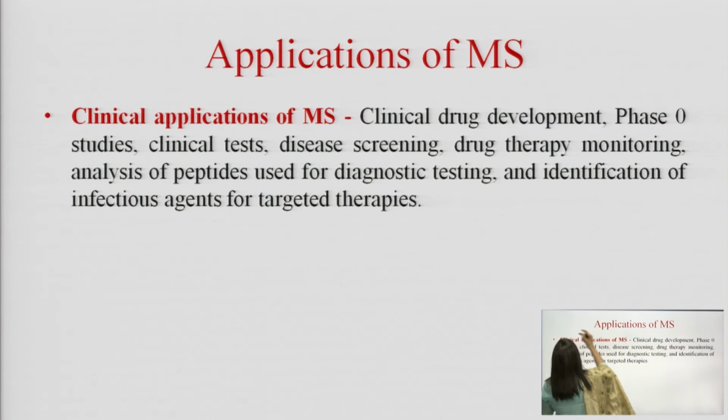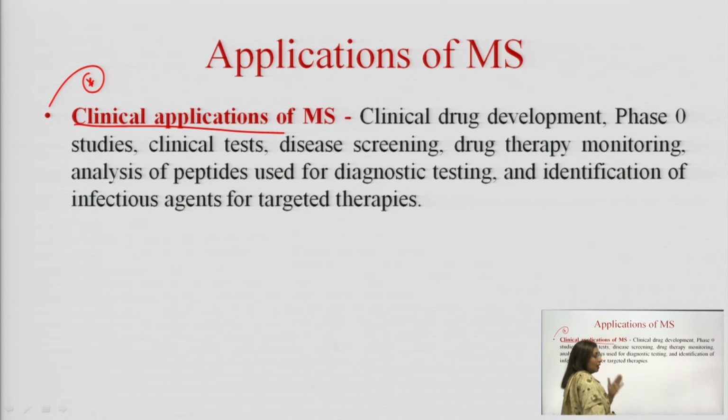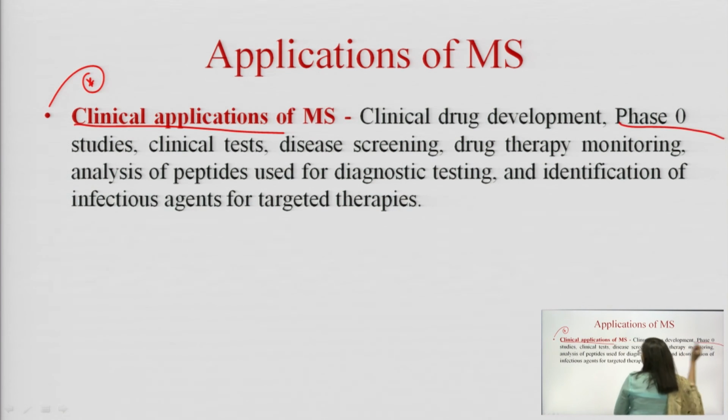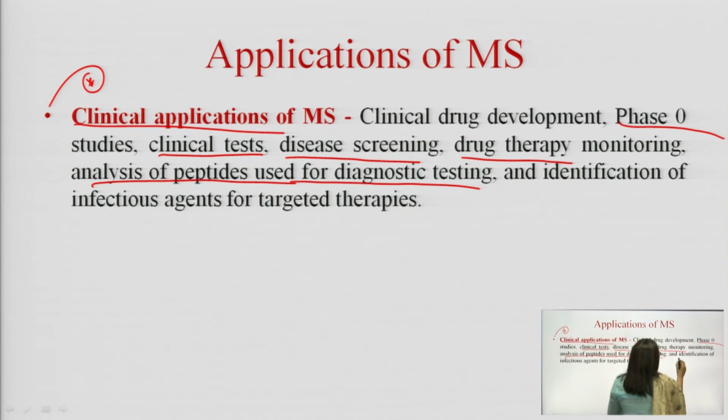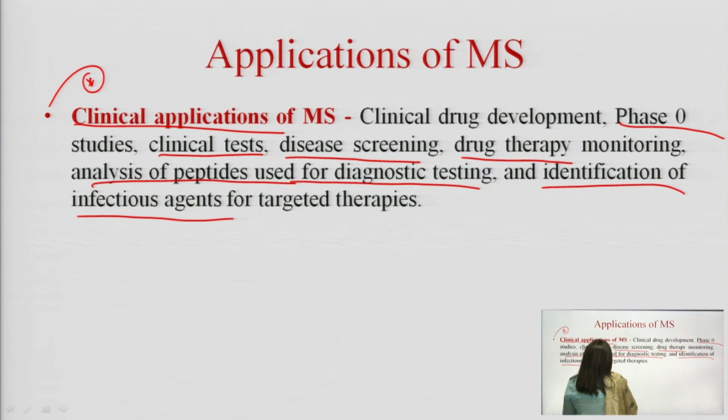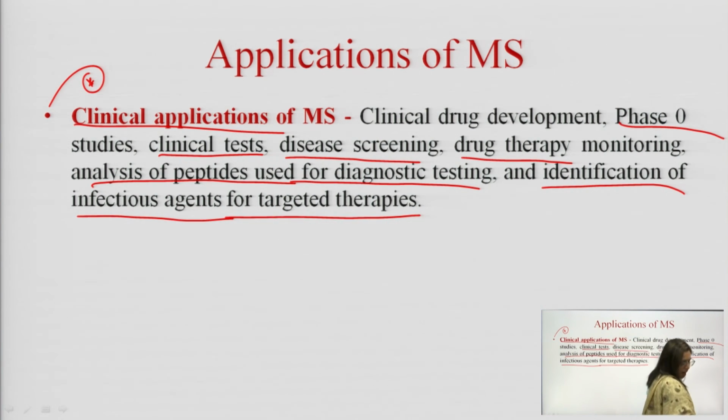Application of MS in forensic analysis: analysis of trace evidence such as fibers in the carpet, polymers in paint, arson investigation, for example fire accelerant, confirmation of drug abuse, identification of explosive residues or bombing investigation, mass spectroscopy gives its due. Now, another very important use of mass is its clinical application. During the drug development process, there is the regulation of the new drug, regulatory affairs of the new drug process. We need to take permission from the clinical drug development, the phase 0 studies or clinical test, disease screening, drug therapy monitoring, analysis of peptides used for diagnostic testing and identification of infectious agents for the target therapies, mass is applied.